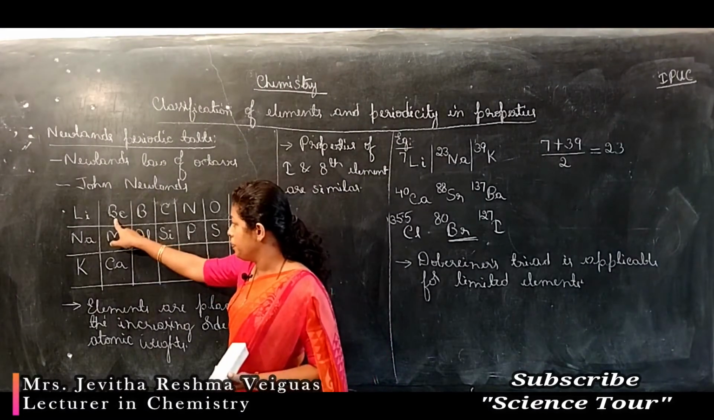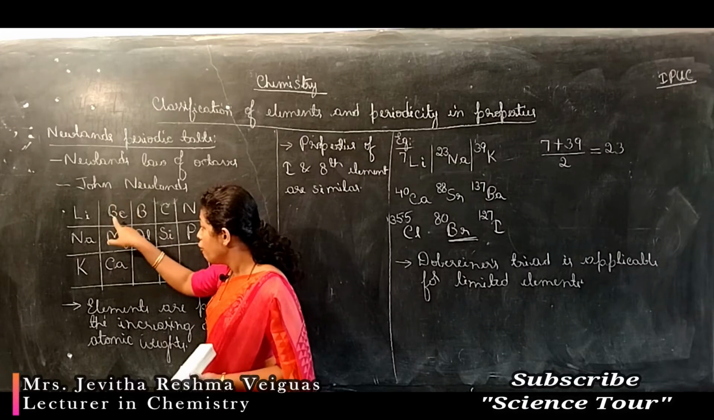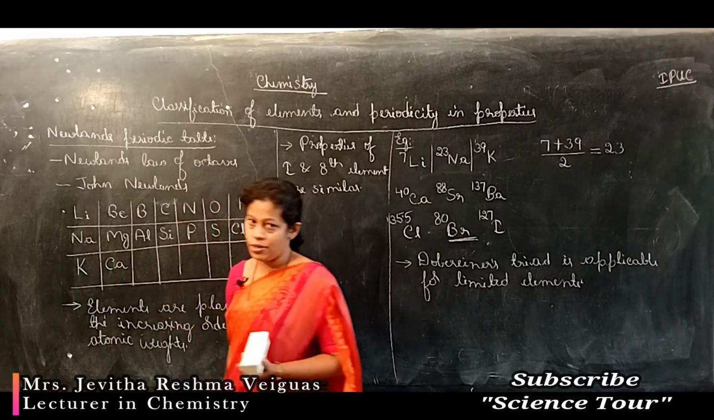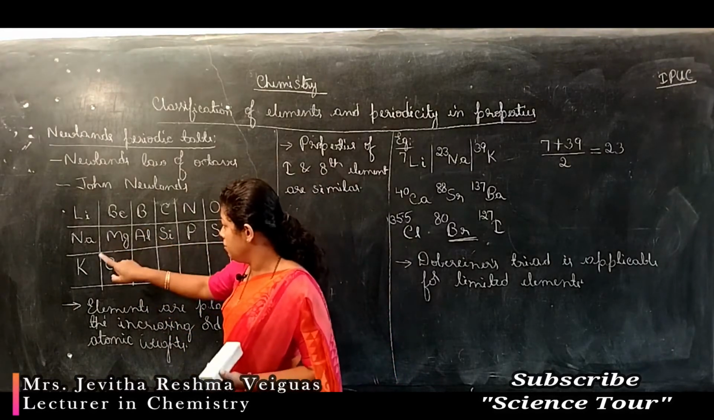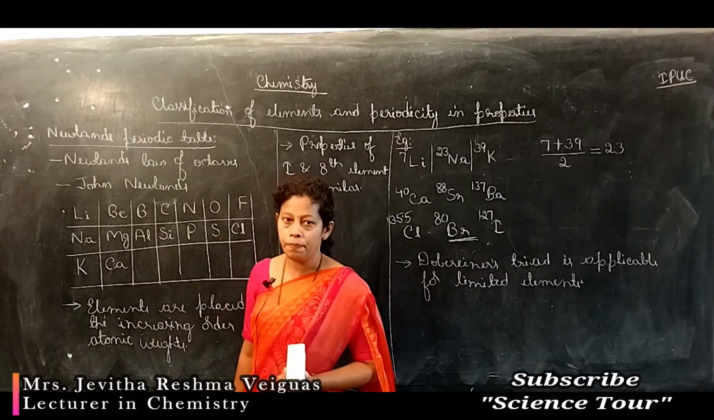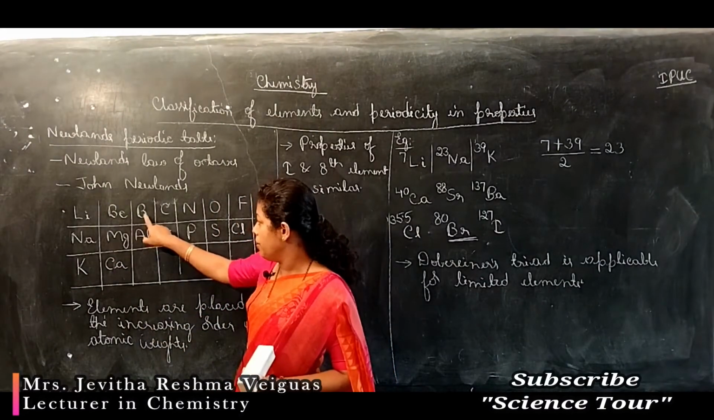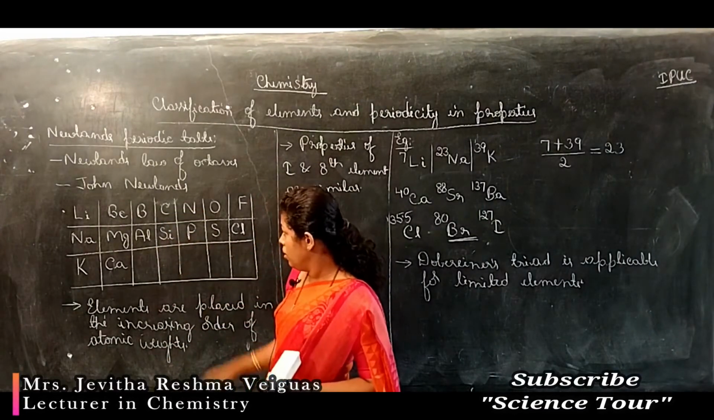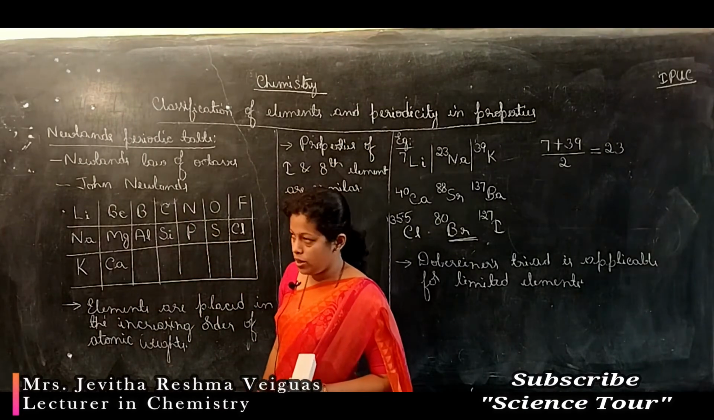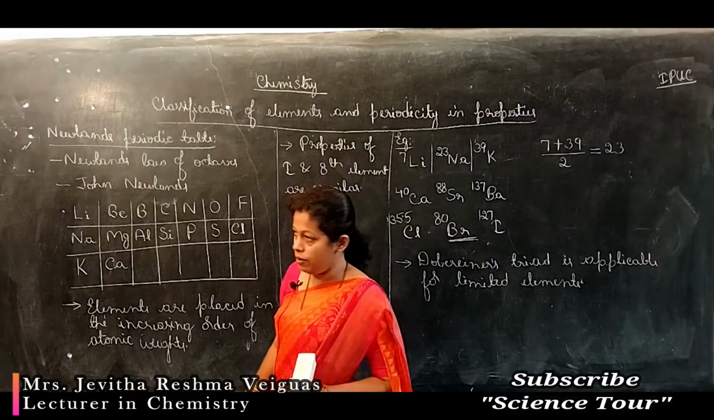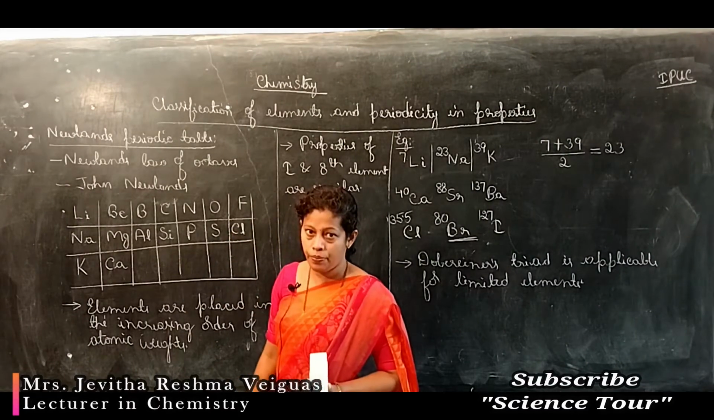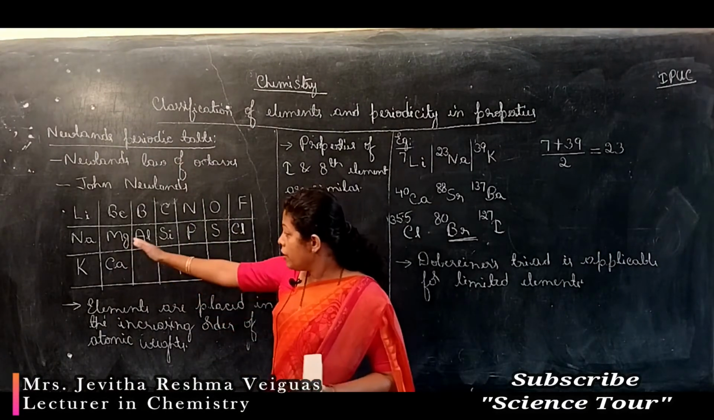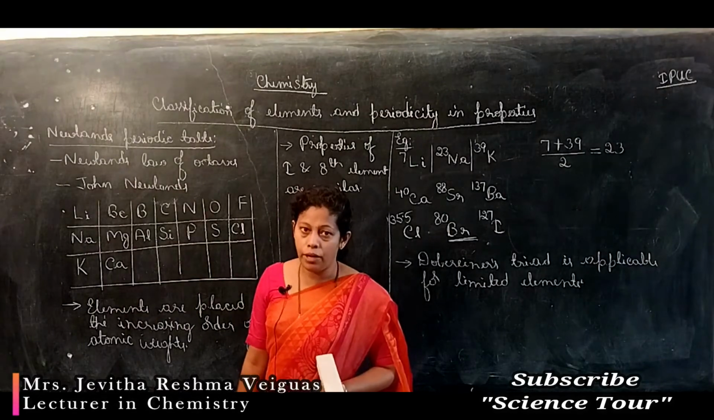Next, you can consider beryllium. If you consider beryllium as the first element, the eighth element is magnesium. For magnesium, the eighth element is calcium. So the properties of beryllium, magnesium, calcium are similar. If you consider boron as the first element, aluminium is the eighth element. For carbon, the eighth element is silicon. For nitrogen, it is phosphorus. For oxygen, it is sulfur. For fluorine, it is chlorine. So the first and eighth elements had similar properties when arranged in the increasing order of their atomic weights.